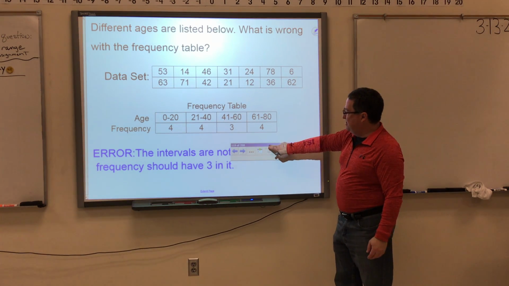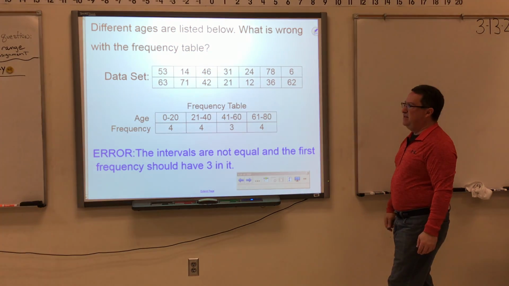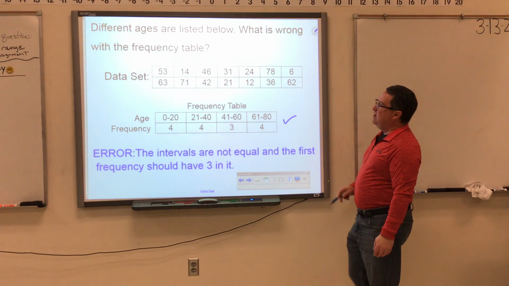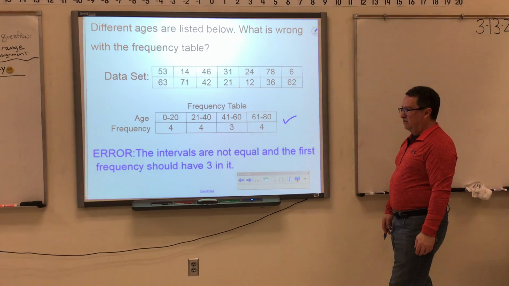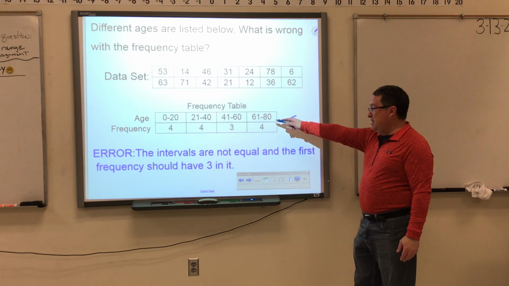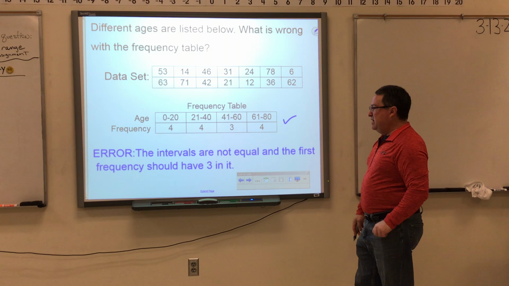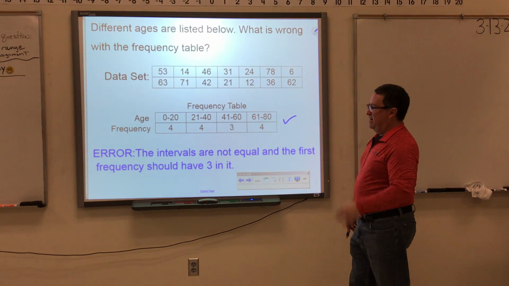Different ages are listed below. What is wrong with the frequency table? Here's the frequency table. What's wrong with it? Think about it. Look at it. What's wrong with the frequency table? The intervals are not equal, and the first frequency should have 3 in it.